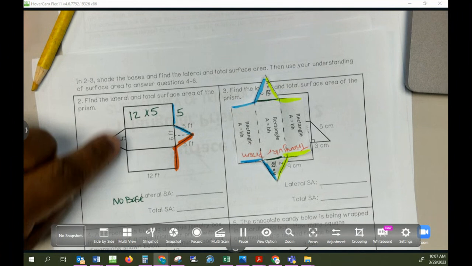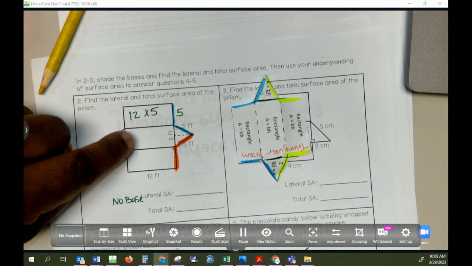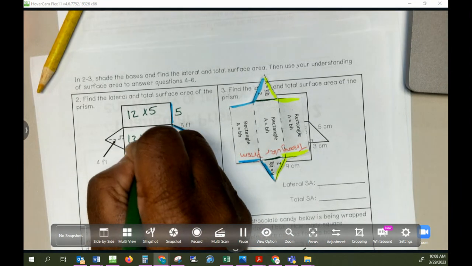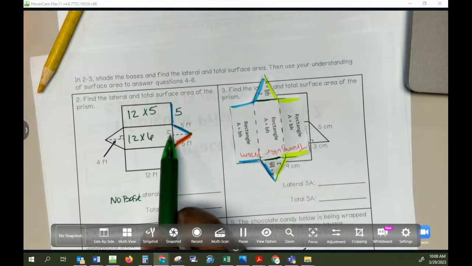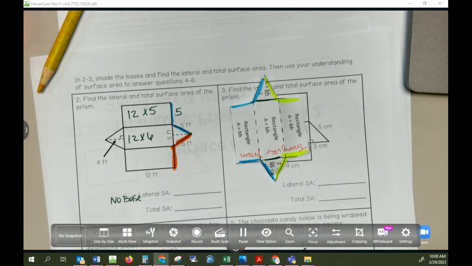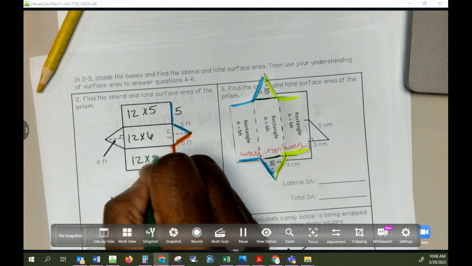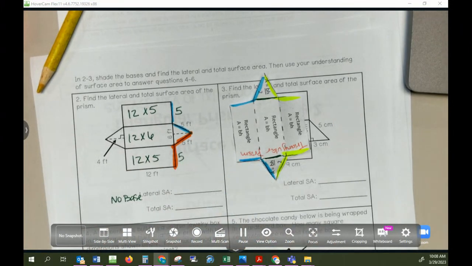So back to you, Caroline. So now we know that's 12 times 5. What are we going to do for the middle one? What will we multiply for that one? 12 times 6. And the 6 is because they already tell us that the base of the triangles are 6. We see that? Okay. And so then the last one, Caroline? 12 times 5, because this one is 5 and that is 5. So that's where she got that from.